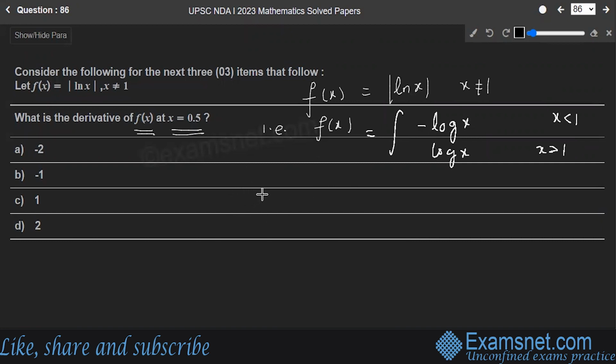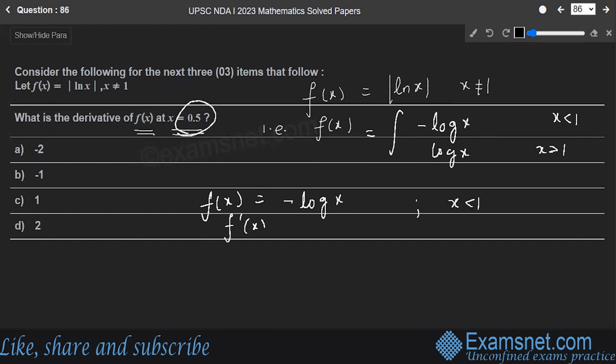Clear? So you are given, let's write it once again. Since x is given to be 0.5, which is less than 1, that means if it is less than 1, I'll be taking minus log x, right?